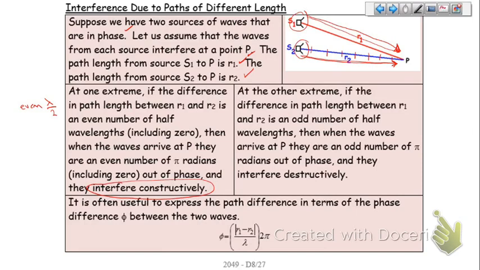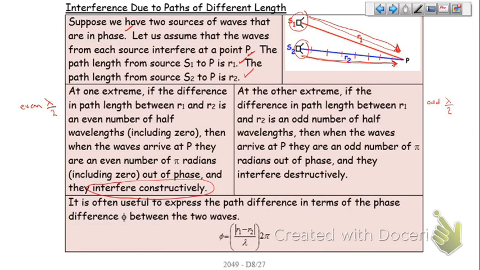Because if the path difference is 1 wavelength, then the crest from one arrives when the crest from the other arrives. If you're 2 whole wavelengths away, the crest from one arrives when the crest from the other one's arriving. They're going to be in phase, because I don't care which crest it is, I just care that it is a crest. But if I am an odd number of lambda over 2s, then when this crest arrives, by definition, I'm half a wavelength away from the crest for the other speaker, so that's going to be a trough. So I get destructive interference.